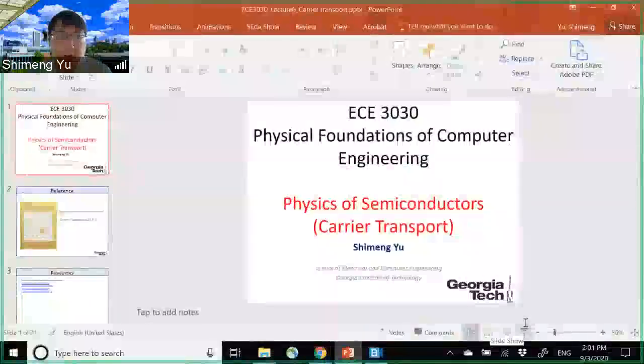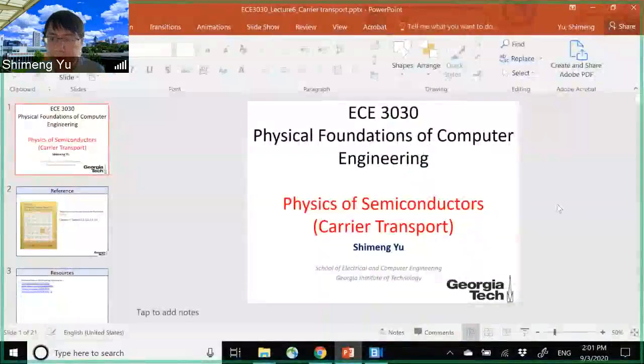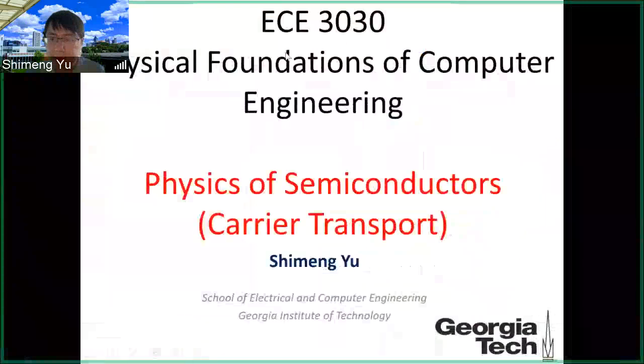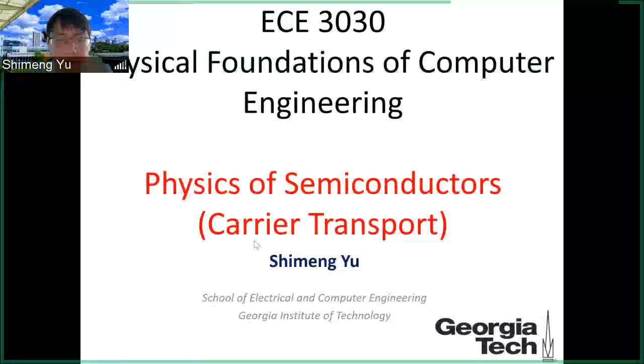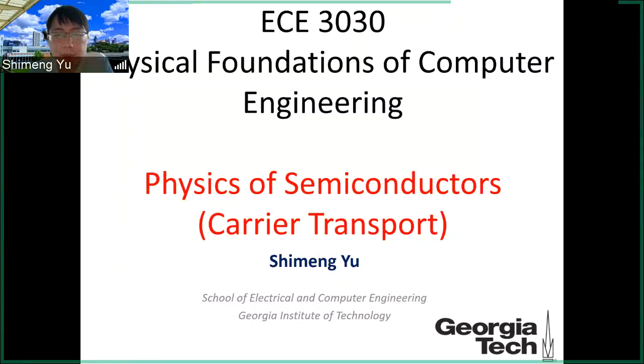All right. So today we are going to discuss lecture 6. This is again the physics of semiconductors, but today we are going to focus on carrier transport. That means how the electrons or the holes move in the system. The previous lecture we talked about carrier statistics, that is the electron or hole density, and here we talk about how they move.